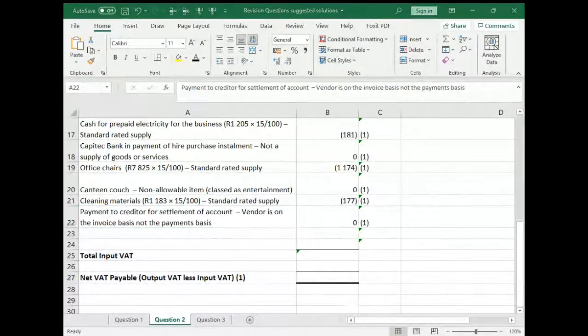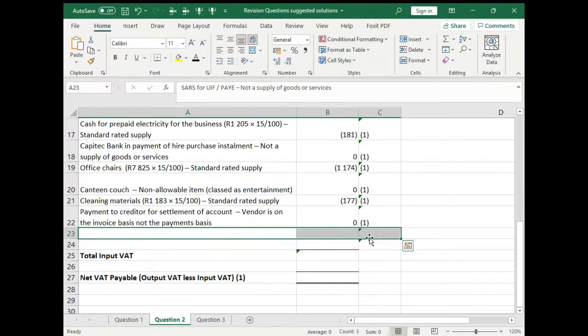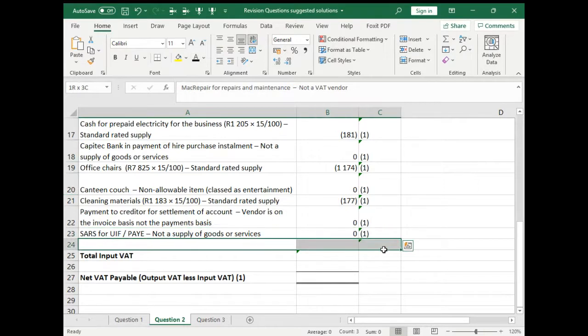Okay, and then the last two items we had were SARS for UIF or pay as you earn, and then for repairs and maintenance from a non-VAT vendor. So your UIF and pay as you earn is also not a supply of goods and services. Okay, so that is another form of tax we are paying, so we do not pay VAT on that. And then the non-vendor amount is also zero because of the fact that it's a non-vendor. So they would not have added VAT in the first place.